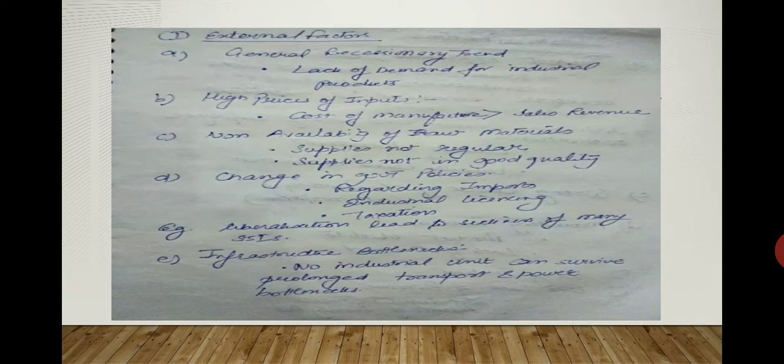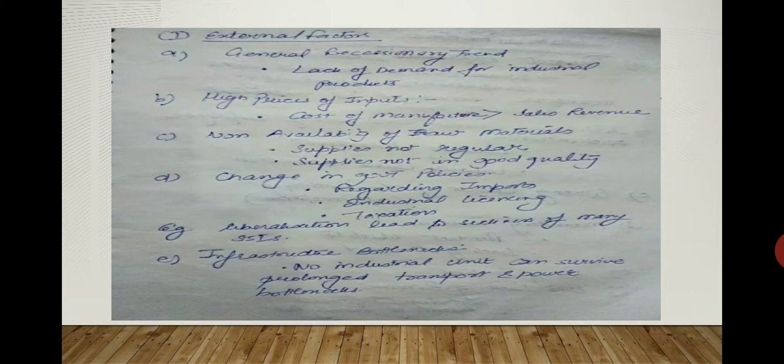And then the power bottlenecks are there. The power supply is not proper. It is not regular. It is rather showing its ups and downs. So again there is a power bottleneck at that time. This again leads to one of the external factors that causes industrial sickness.